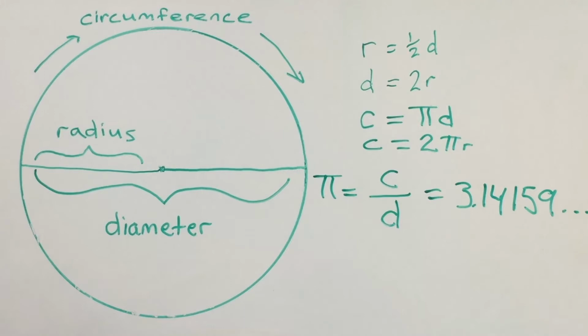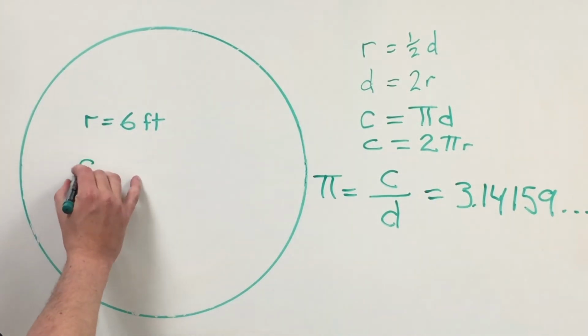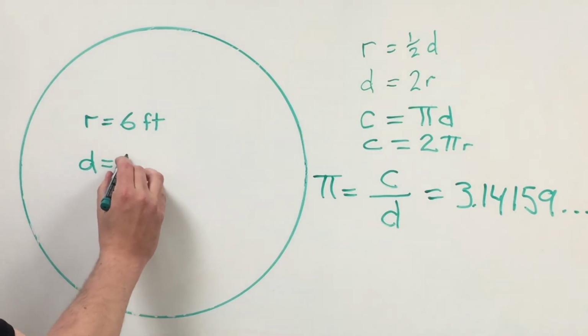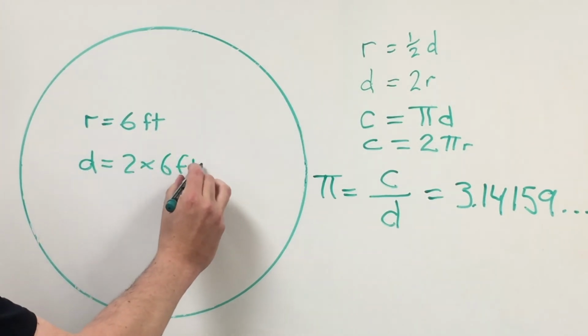Now, let's see if we can put all this information to good use in some practice problems. After I ask a question, you can pause the video if you need some time to do some calculations. Ready? Suppose I have a circle with a radius that measures 6 feet. What is the length of its diameter? Well, since the diameter of a circle is always twice its radius, the diameter must be 2 times 6 feet, or 12 feet.